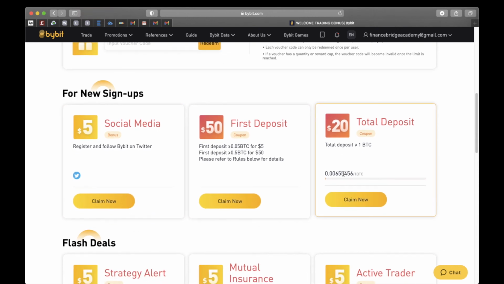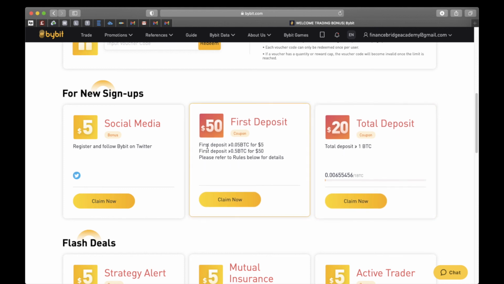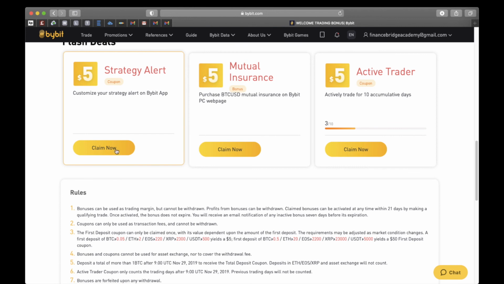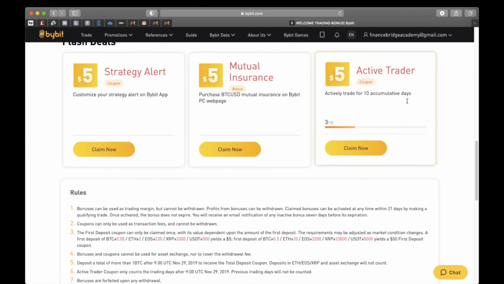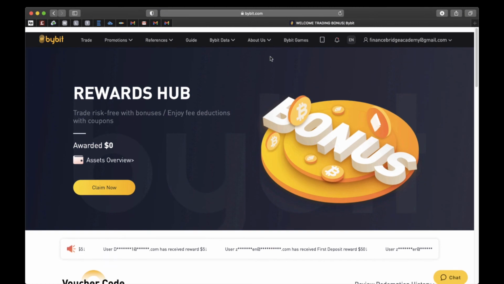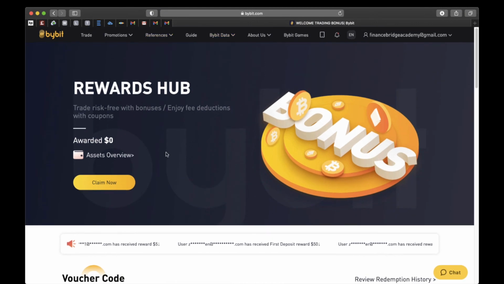If you deposit more than one BTC, I think they will give you $20. If you deposit, you know, all these things, you can easily claim them. When you use their strategy alert, they give you $5. So if you take 10 consecutive trades, they will give you $5, things like that. So that's all. Just play around the website, you get used to it as time goes on.